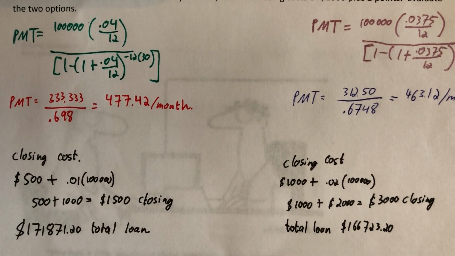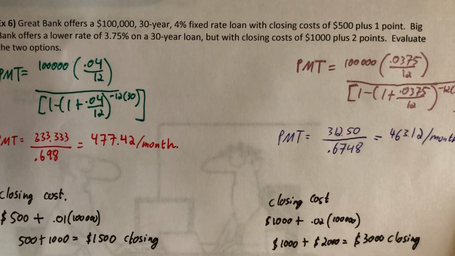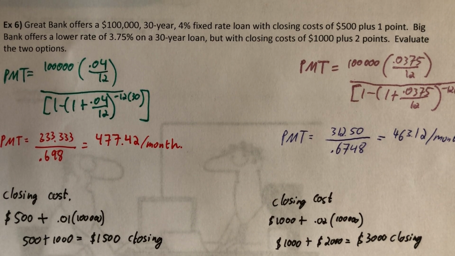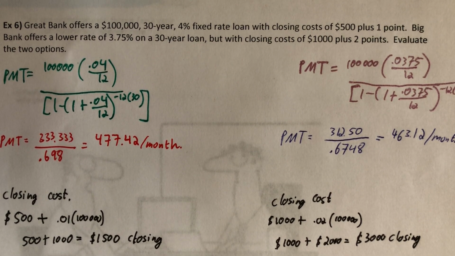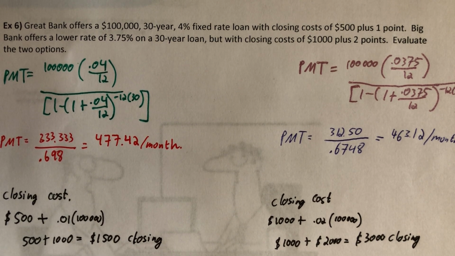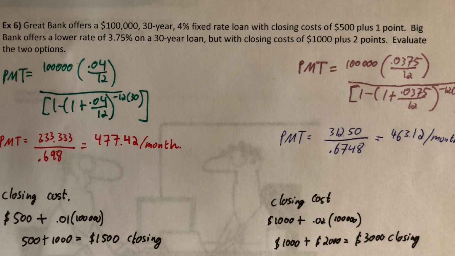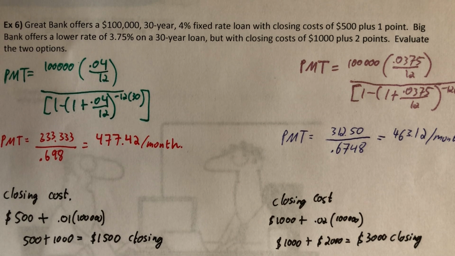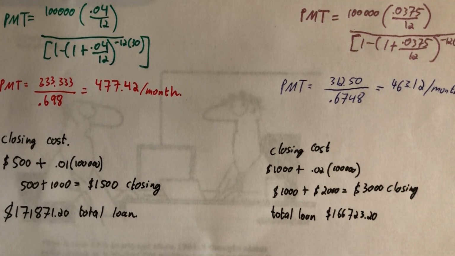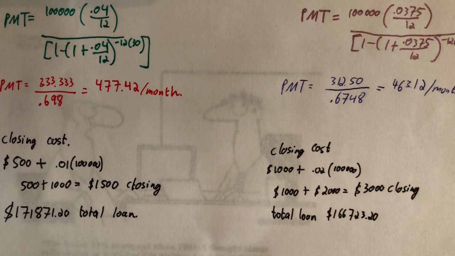All right, looking at Big Bank, plugging everything in, 0.0375 divided by 12, and then 12 times 30, you would get $463.12 per month. So about $14 less per month. For closing costs, you would have to bring $1,000 plus 2% of 100,000. That would be $2,000. So you would need to bring $3,000 to closing.